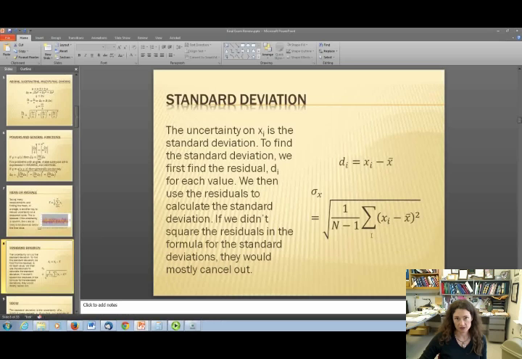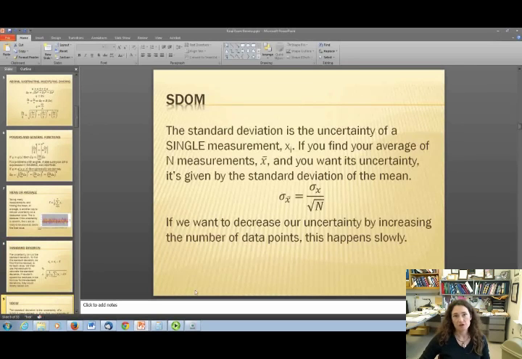So if you've got n values x_i of some quantity that you've measured, then the standard deviation is the uncertainty on one of those values. However, if you find your average, the uncertainty on your average is the standard deviation of the mean. Okay, so the standard deviation of the mean is your standard deviation divided by the square root of the number of data points that you've got. And that'll be your uncertainty on your average, the standard deviation of the mean.